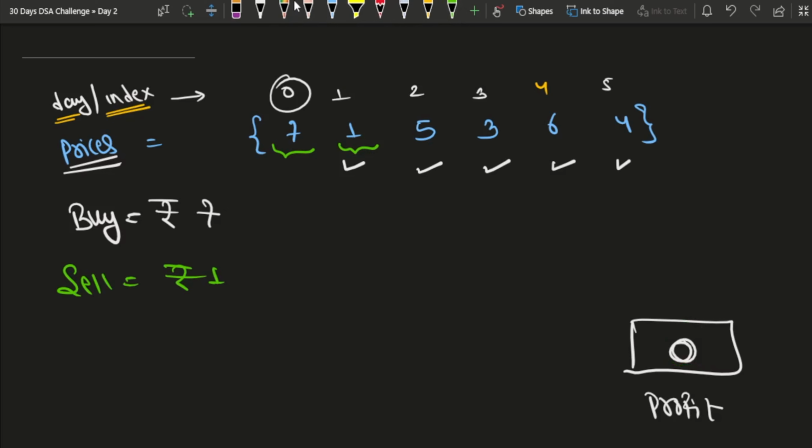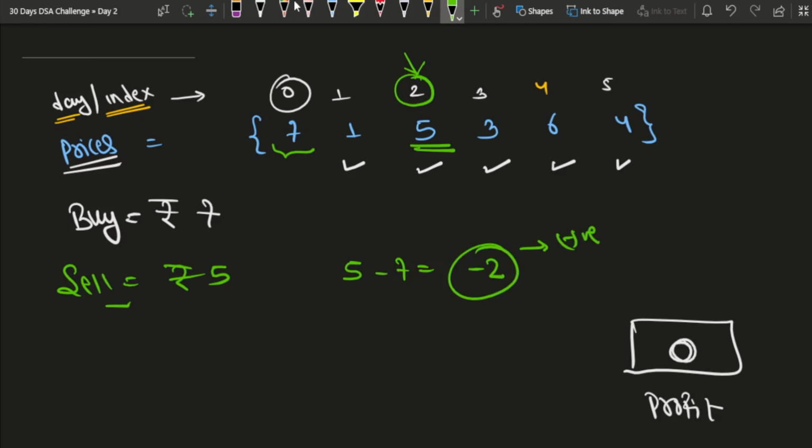Now instead of selling it on day number 1, if I decide to sell the stock on day number 2, then how much money will I get? I'll get 5 rupees, right? Now what is the profit? Profit is sell minus buy, which is 5 minus 7, which is minus 2. It is again a negative value. What it signifies? It signifies that you made a loss of 2 rupees, right?